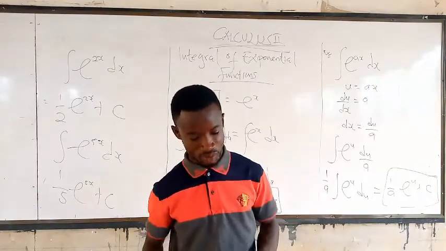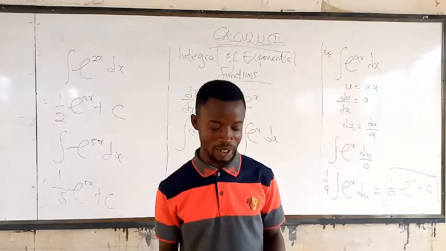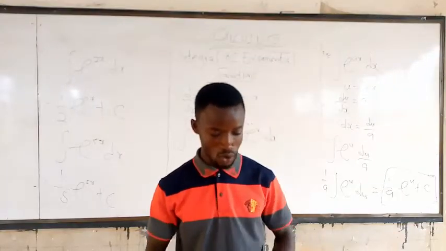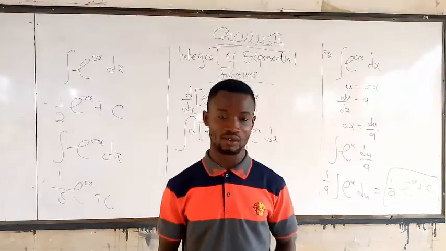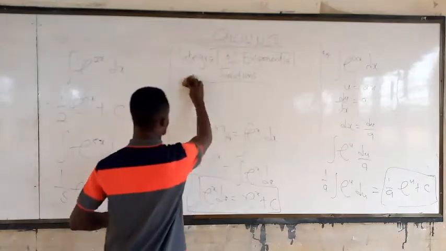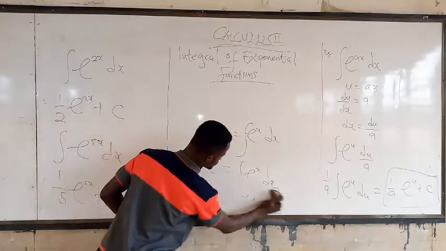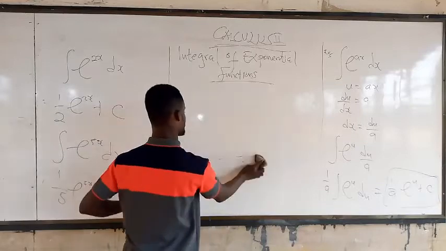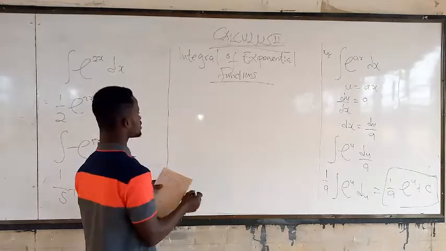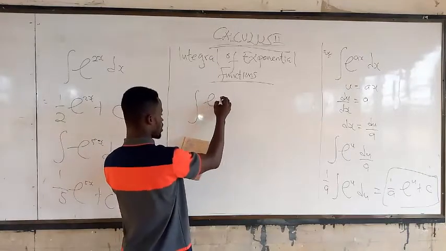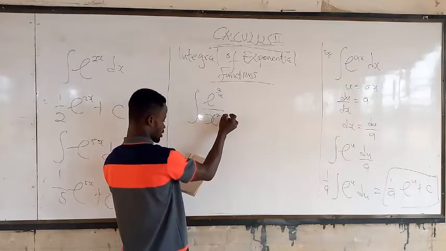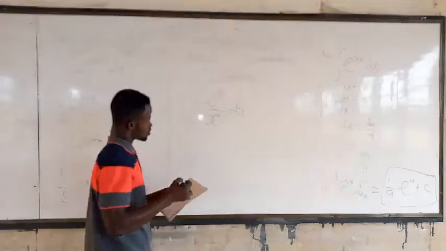Alright, but it's not always that you get a constant and a variable. Sometimes everything will be an embedded function. Everything is going to be a function. Let's look at this question. Here we have the integral of e to the power 2 over s, all this over s squared ds.